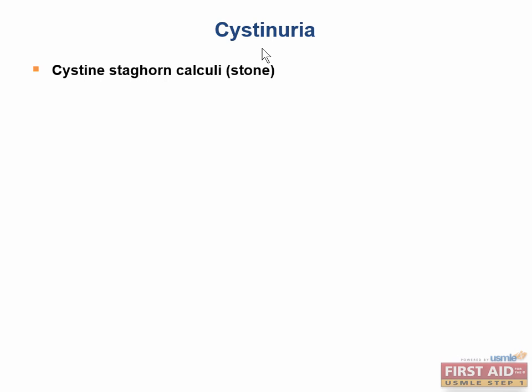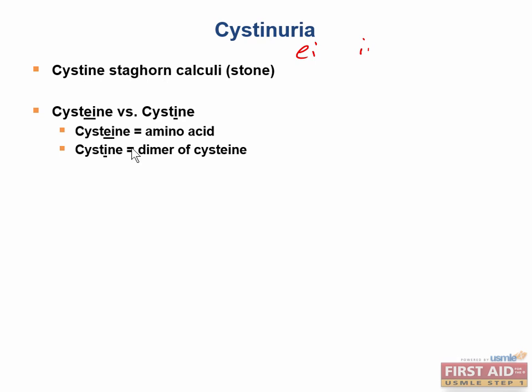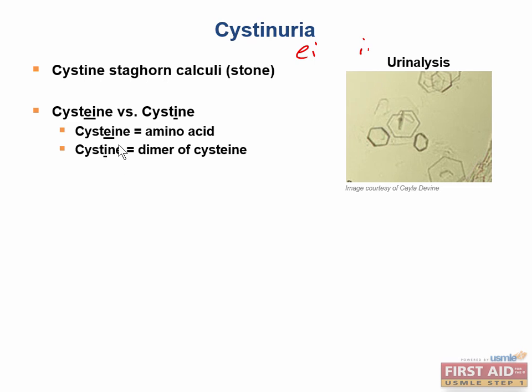What is the difference between cysteine with an E-I and cystine with just an I? I'll show you here. Well, the cysteine with an E-I represents the amino acid, whereas the cystine with just an I is a dimer of two cysteine amino acids, which are simply connected by a disulfide bond. Patients with cystine kidney stones may have hexagonal-shaped crystals on urinalysis. The urinary cyanide-nitroprusside test is going to be diagnostic for cystinuria.